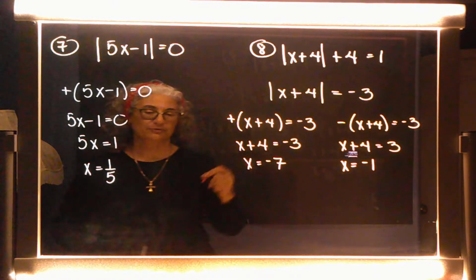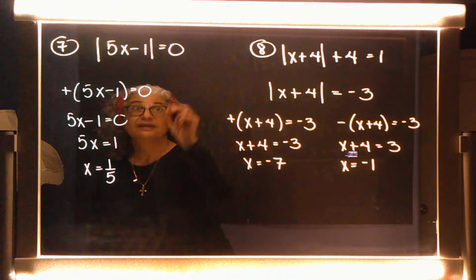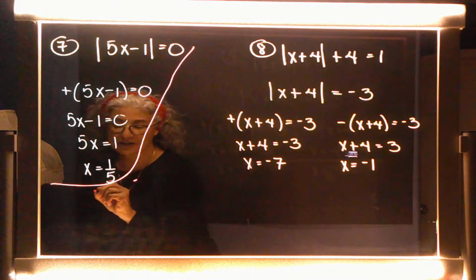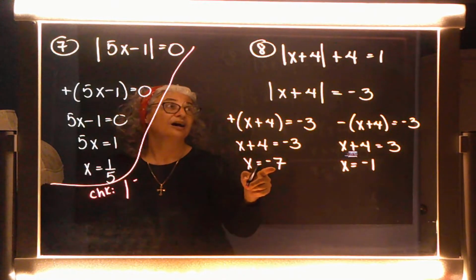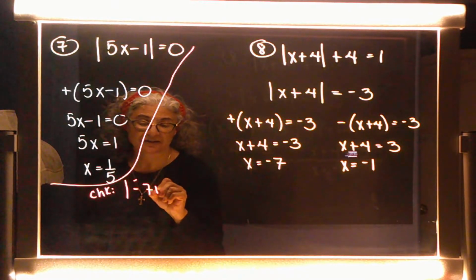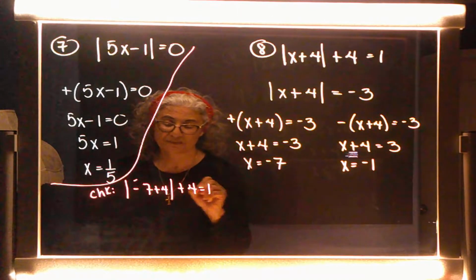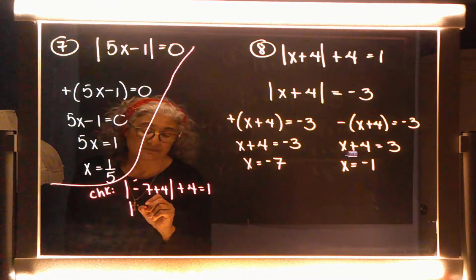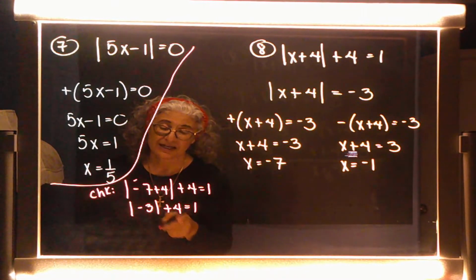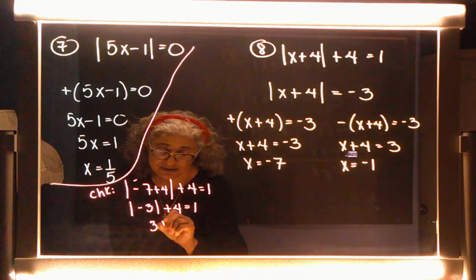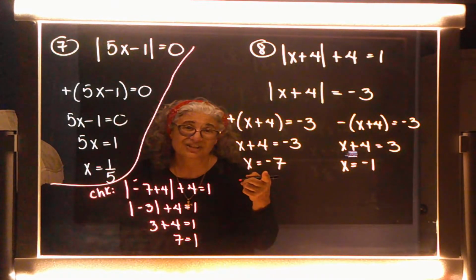Watch. Just watch. Some of you are like, why? Just watch. I'm going to check this -7. So I'm going to start it over here so I can have some room to work. All right? So here's my check. We have the absolute value of -7 plus 4 inside the absolute value signs, right? Plus the 4 equals 1. Well, inside the absolute value is going to be a what? Good, -3 plus 4 equaling 1. And then, yeah, absolute value of -3 is just 3, right? Plus 4 equaling 1. I have 7 equals 1. Does that answer check? Nope.